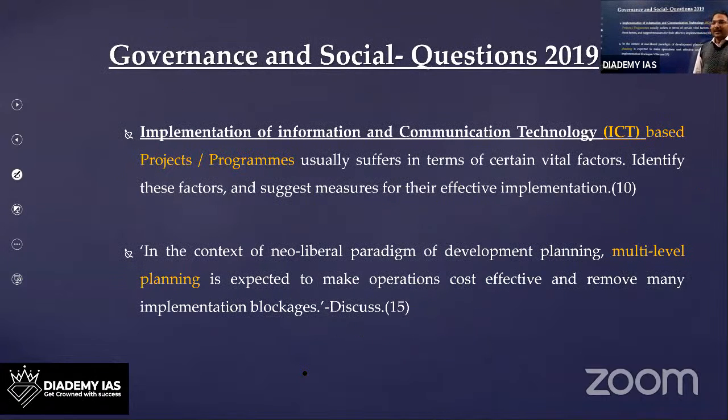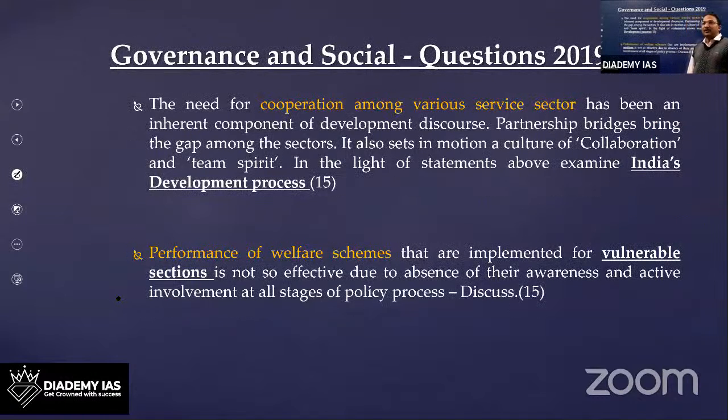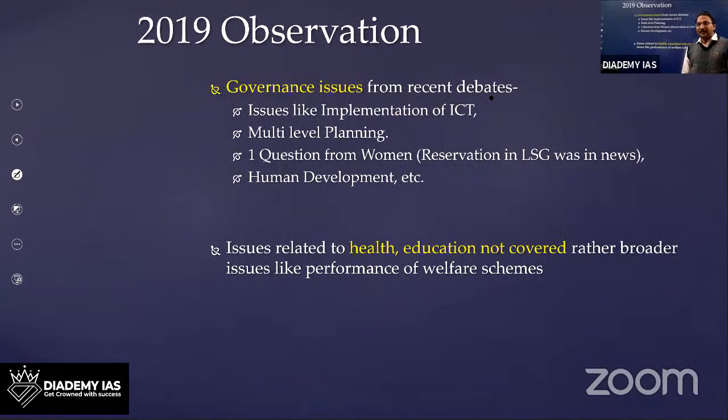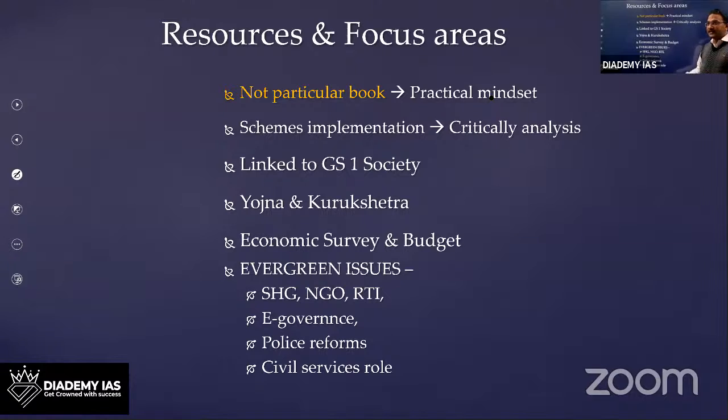Next question is about ICT, and the question about multi-level planning. Again, this is not a direct question. If we are covering local self-government, then only we can cover this topic. Then cooperation among various service sectors. Again, this is a direct question and it needs some fundamental knowledge. The point is, there are no standard books for all these topics. There is no particular book for these topics.